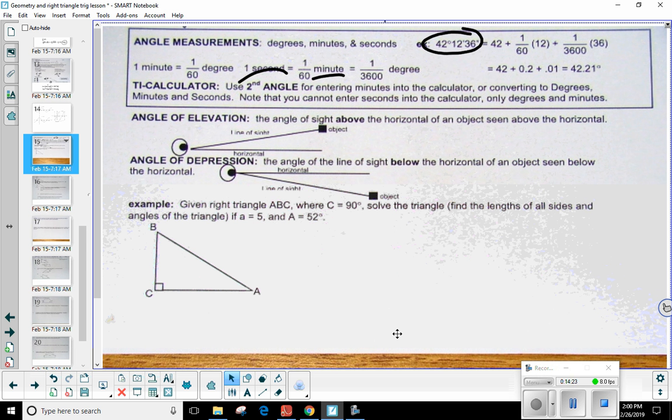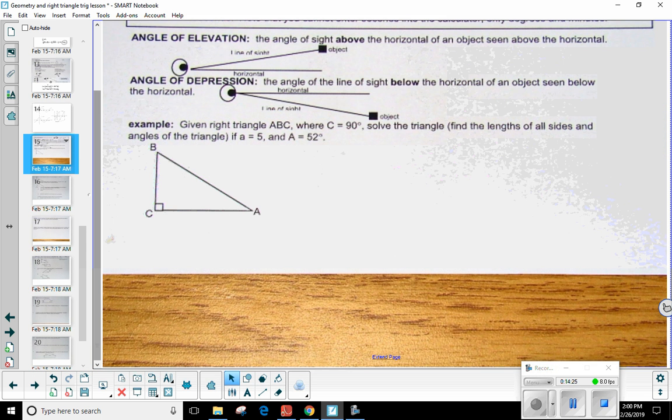All right. So let's get right to an example. Given right triangle ABC, where C is equal to 90 degrees, we can tell by that little box there, solve the triangle. Typically, whenever you're told to solve a triangle, that's asking you to find every missing angle and every missing side length. Okay. So we also know that a is equal to 5, and here's how we do this in geometry. The capital letters represent your angle measures. So that means the lowercase are your side lengths.